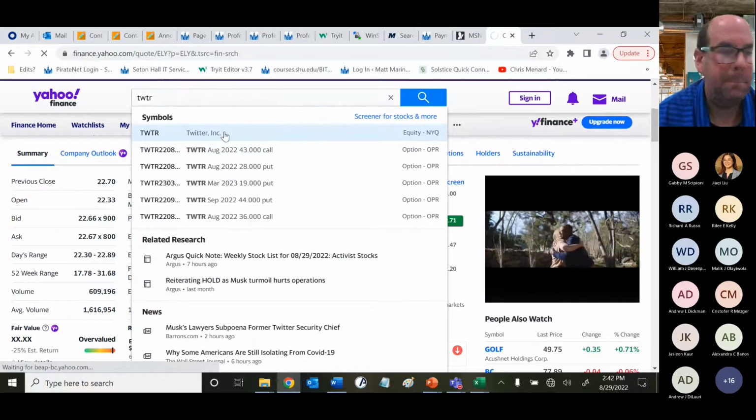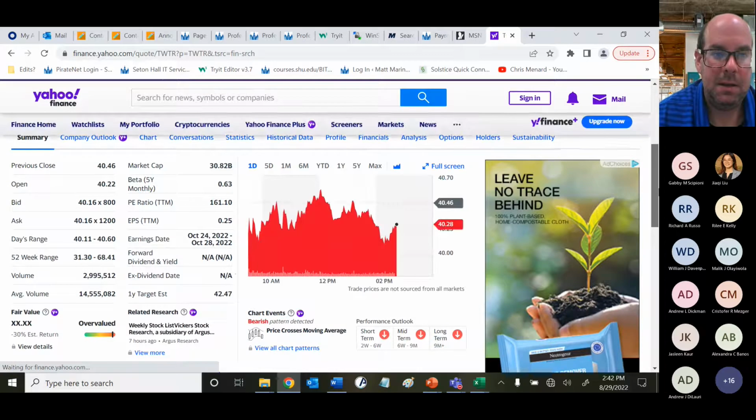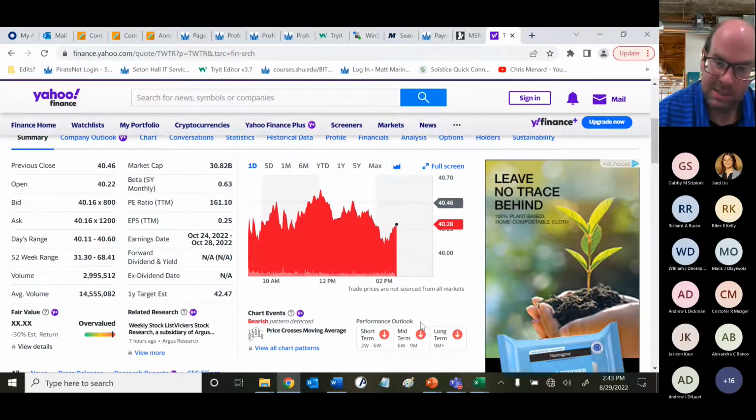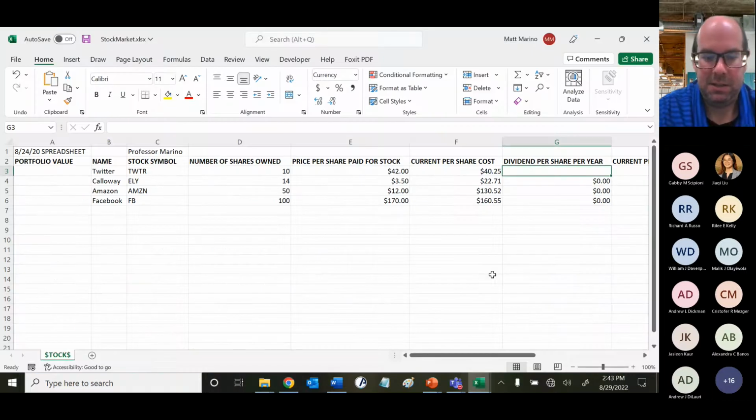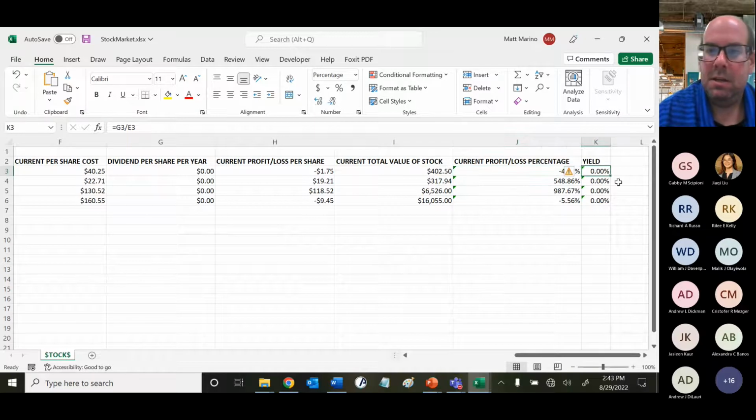Now we check Twitter. And Twitter does not offer a dividend. So all of our dividends are $0. So I'm going to scroll over to column K where yield is to show you how to calculate that. You'll notice all of them are 0% because none of them have a dividend. In order to calculate your yield, you divide the dividend, which in each case is whatever is in G. So G3, G4, G5, G6.